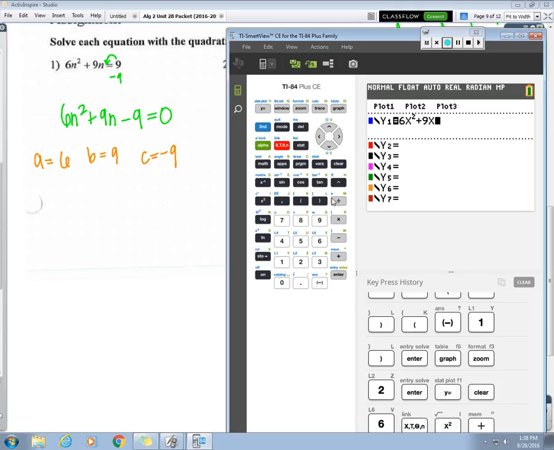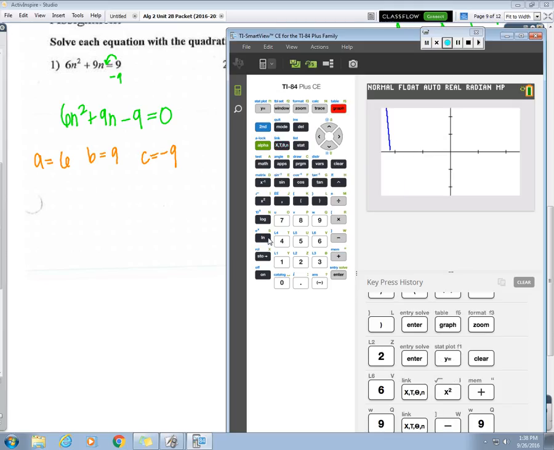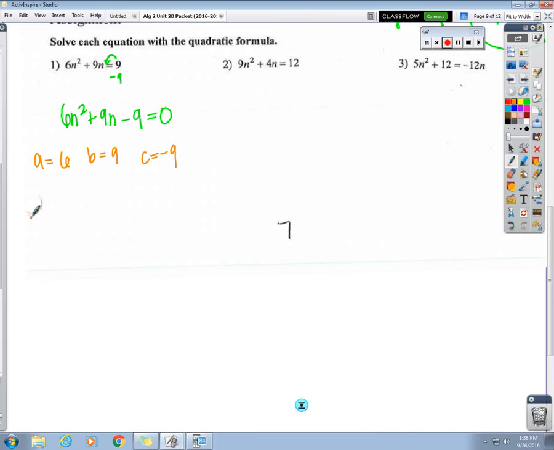So 6x squared plus 9x minus 9. Does it cross the x-axis? Yes, but neither one of them crossed at a whole number, right? So that's why we're having to do it this way as opposed to factoring. But that also lets me know I'm not going to have an i in my answer because it crosses at 2 real spots. So x equals negative b plus or minus the square root of b squared minus 4ac all over 2a. Okay, what am I going to place in both of the b spots? Right? What about the A spot?